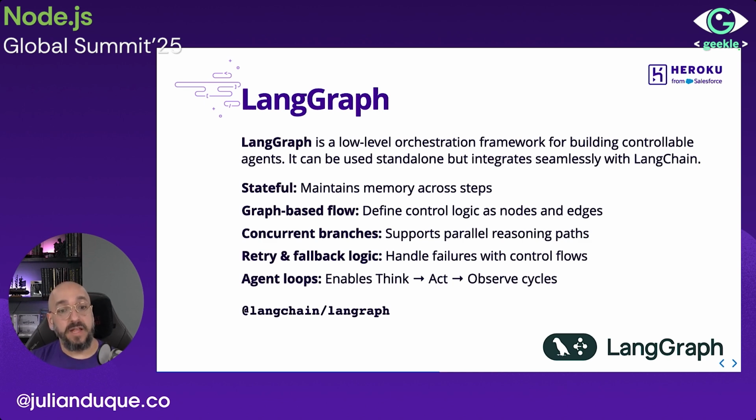Basically, LangGraph applications are stateful, so they maintain memory across different steps. They have a graph-based flow. Pretty much, they define the control logic as nodes and edges, and we are going to see a couple of examples that I have that show how the agent is being processed by following a specific graph. It has concurrent branches. It can perform actions in parallel. It already has retry and fallback logic in the framework, so it handles failures with control flows, and it can perform agent loops. Pretty much it enables the option of think, act, observe cycles, which can make an agent smarter. And the package that you will be using in JavaScript is going to be the LangChain LangGraph one.